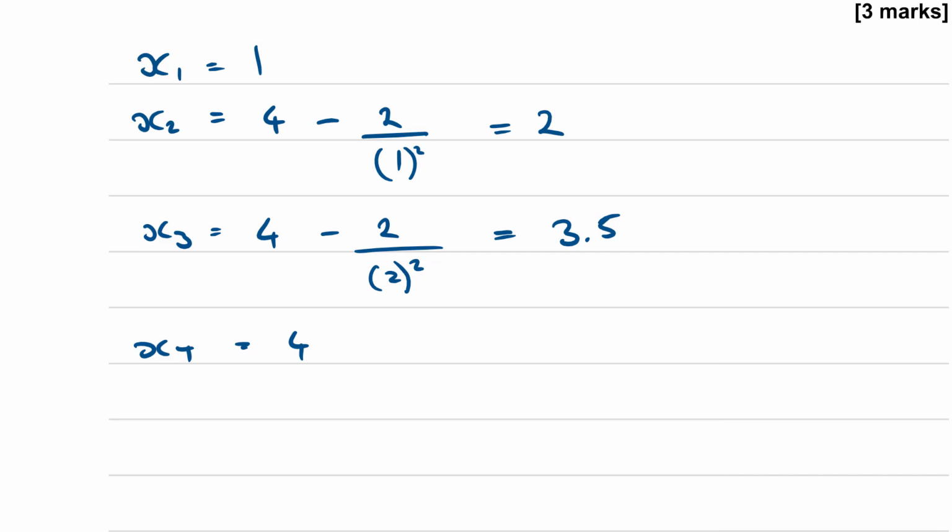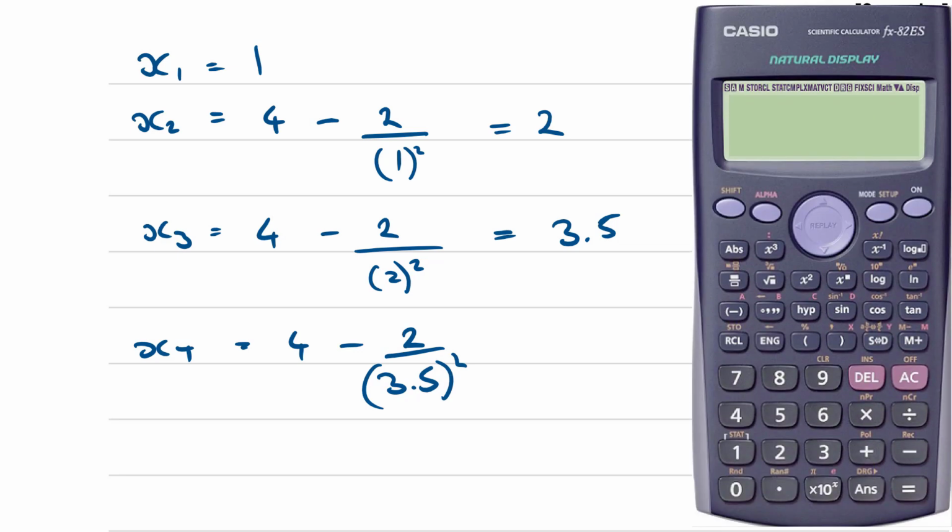x4 we're going to get by, again, just subbing back in, 2 over 3.5 squared. I'm going to use a calculator now. Actually, with clever use of the answer key on a calculator, we should be able to feed in this answer very quickly, so we don't have to keep typing it in over and over again. If I press 1 equals first off, that will store the number 1 as my last calculated answer. And then if I type in 4 subtract 2 divided by answer squared, that will take my last calculated value, which was 1, and feed it into this expression.